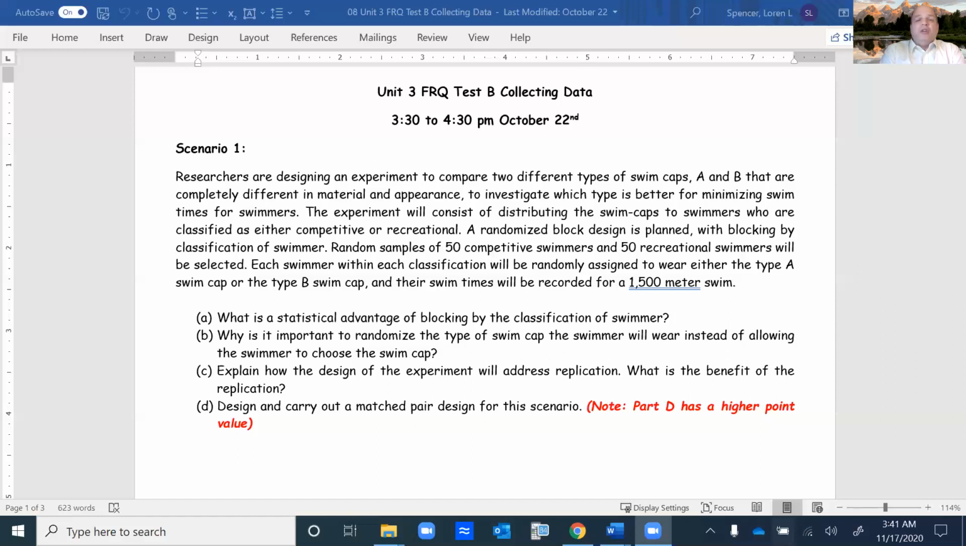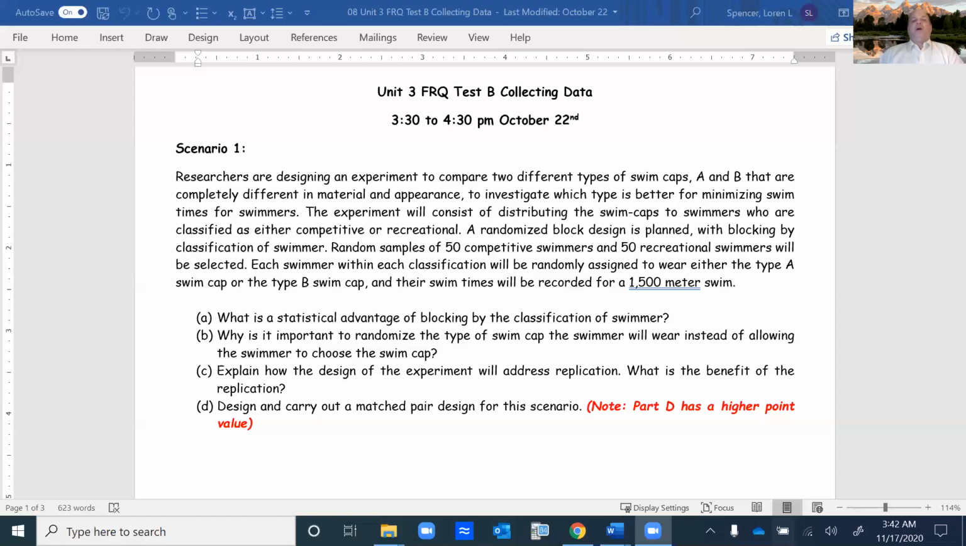So our replication is the 25 swimmers wearing the hat in each group, the different swim caps. So that's the way we do it. The reason we do it is because replication allows us to generalize to the population. If we only use one person, it could be that one person reacts a specific way. By using multiple subjects, we know that we can generalize to a larger population.